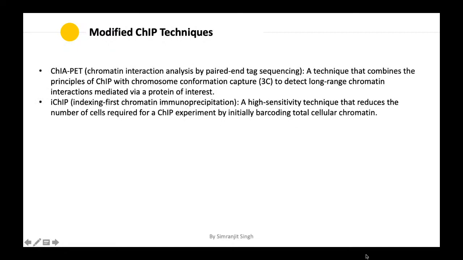And iChIP, which is indexing-first chromatin immunoprecipitation, a highly sensitive technique that reduces the number of cells required for ChIP experiments by initially barcoding total cellular chromatin.